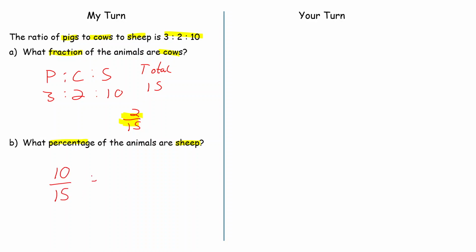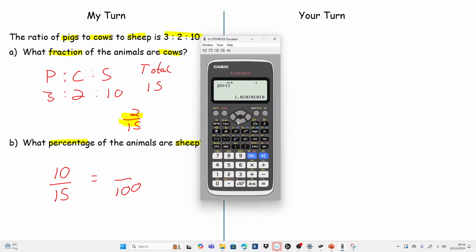Now you've got to get this to be out of 100. And the issue here is that to get from 15 to 100 easily is a bit more awkward. So to get from 15 to 100, you can do 100 divided by 15. And just to show you what I mean by this, let's get out the calculator. If I do 100 divided by 15, you get a nasty decimal. This isn't particularly useful.